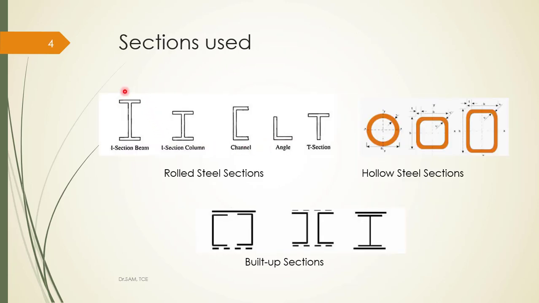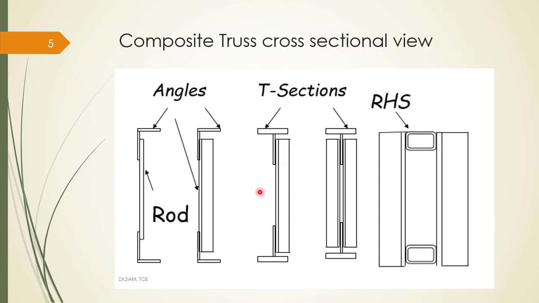For fabricating those parallel chord trusses, either you can use rolled steel sections or hollow steel sections or built-up sections, depending upon the amount of axial force expected in the member. So this is the sectional view of the composite trusses. The first case is where the top chord is an angle, the bottom chord is an angle, and the web member may be in the form of a rod. The next case is where the top and bottom chords are angles, but the web member is also an angle. This is mainly due to the increase in the force in the web members.